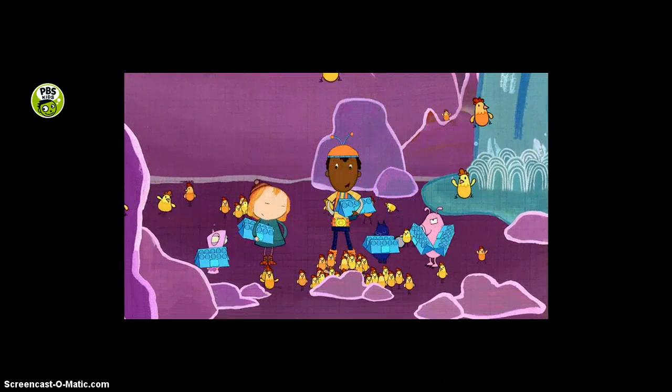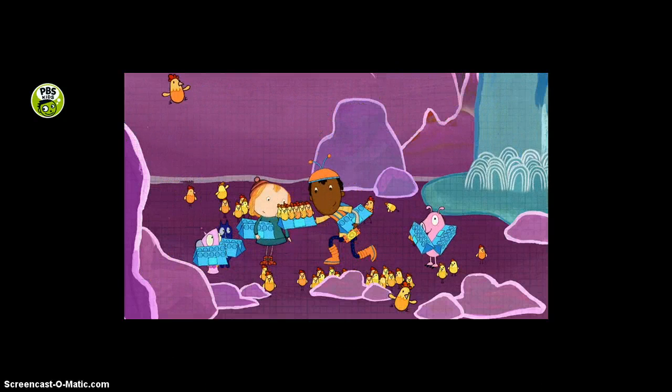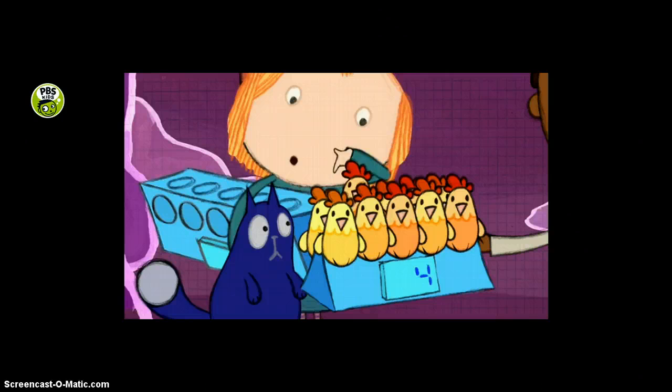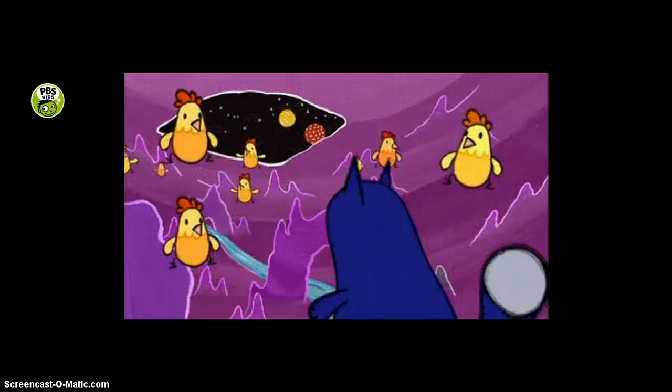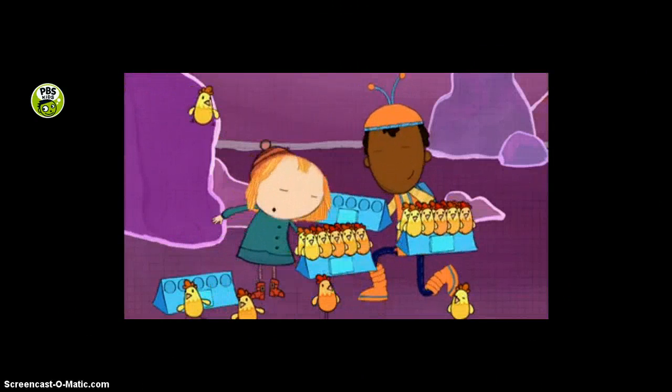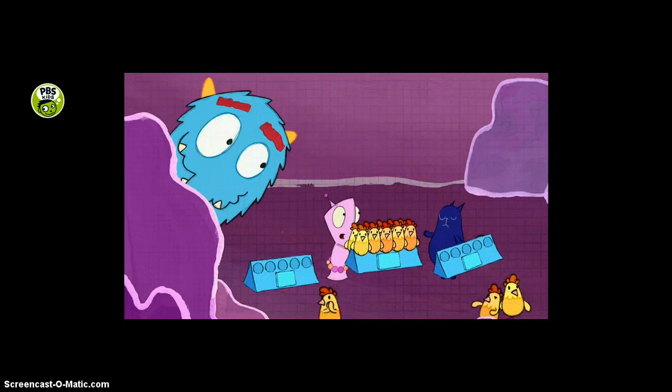Everybody take your trays and scoop up chickens 10 at a time, like this. 1, 2, 3, 4, 5, 6, 7, 8, 9, 10 chickens. I have a tray with 10. I have a tray with 10. I have a big mouth! I do not have a big mouth.